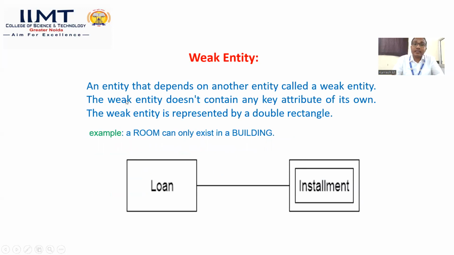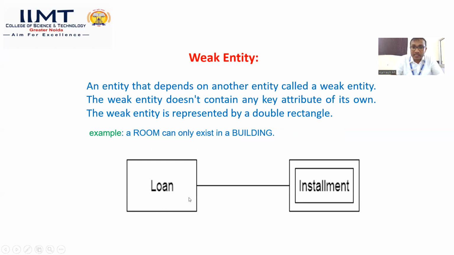An entity that depends on another entity is called a weak entity. The weak entity doesn't contain any key attribute of its own. The weak entity is represented by a double rectangle. For example, a room can only exist in a building. The room has some properties like room number, room ID, and the room exists on the basis of the building. A room can only exist in a building.